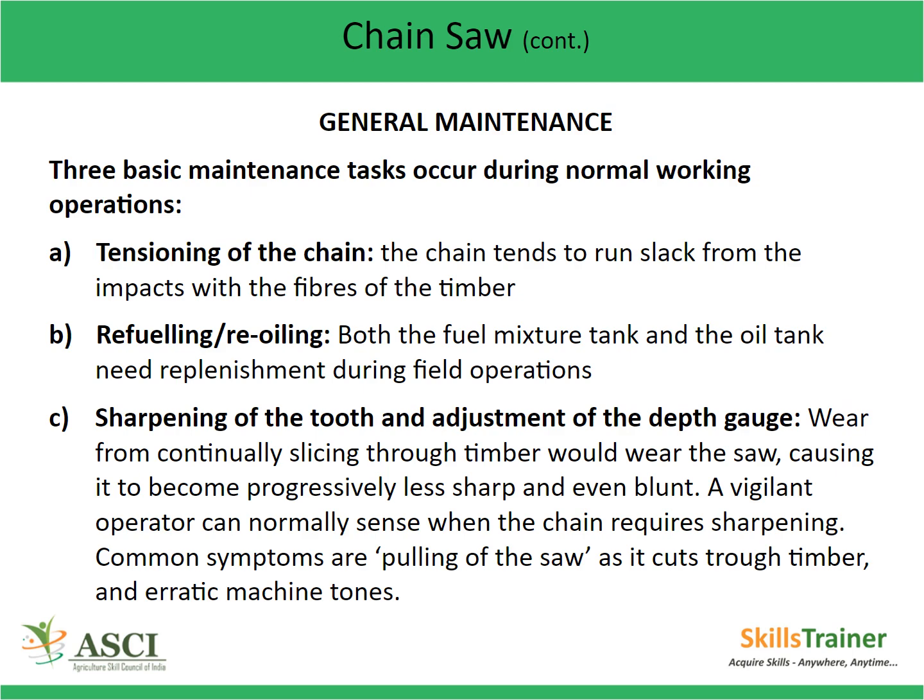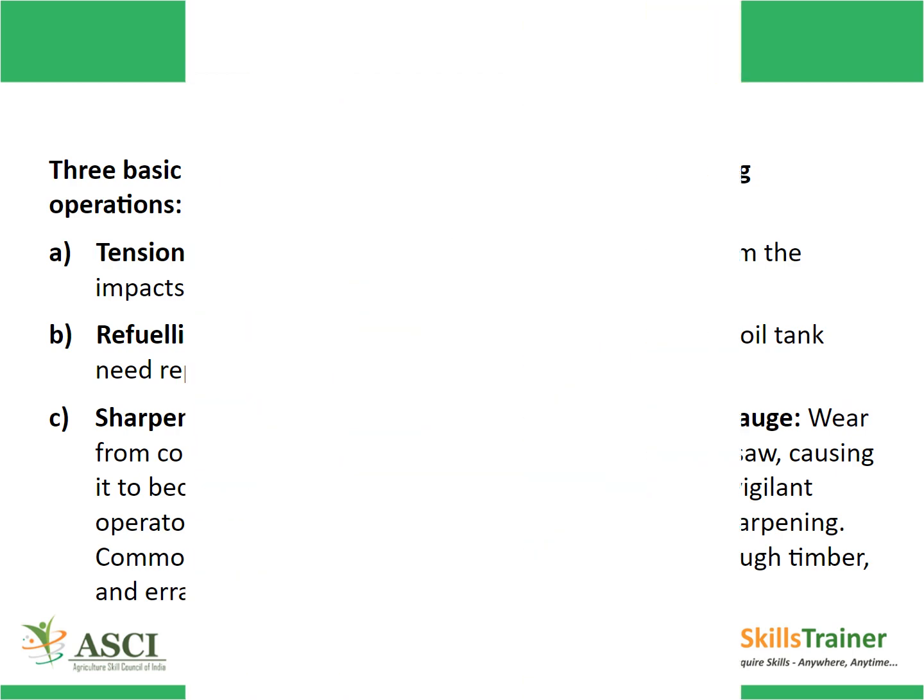Sharpening of the tooth and adjustment of the depth gauge. Wear from continually slicing through timber would wear the saw, causing it to become progressively less sharp and even blunt. A vigilant operator can normally sense when the chain requires sharpening. Common symptoms are pulling of the saw as it cuts through timber and erratic machine tones.